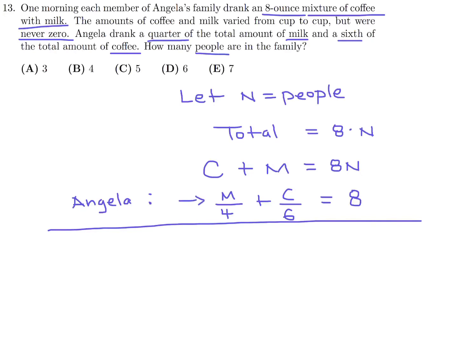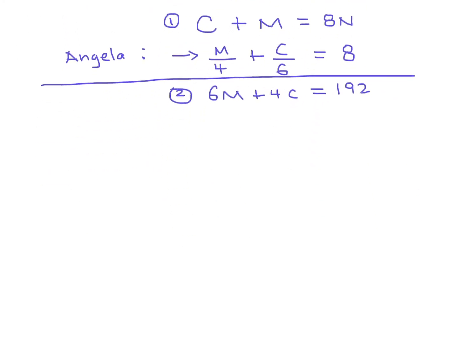This equation I'm going to multiply through by 24 to get rid of the fractions. So that would be 6M plus 4C is equal to 192. So I'll call this equation 1 and I call this equation 2. And then we will use those two equations to try to solve for N.